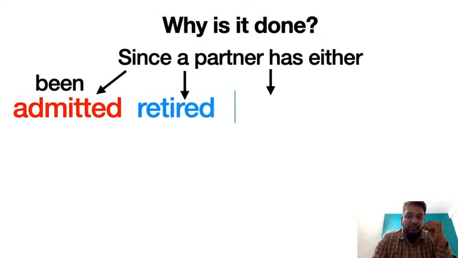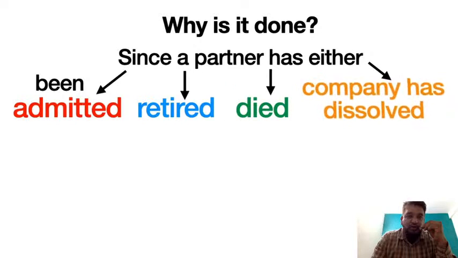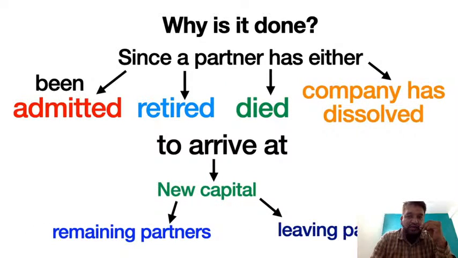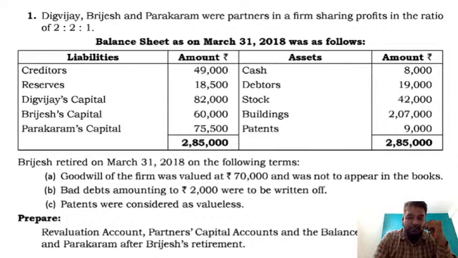Obviously this is also done when a partner is admitted, retired, has died, or the company has closed down. Why do we need to do this? In order to arrive at the new capital.